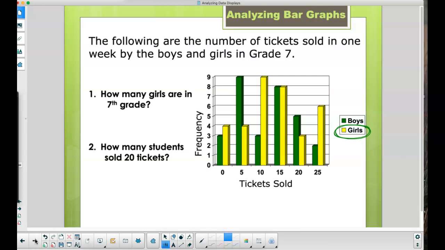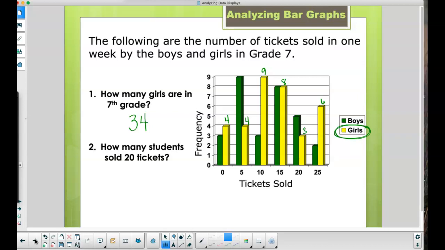Add them all up. So right here, I have 4 girls, another 4 girls, 9 girls, 8, 3, and 6. How many girls are in 7th grade? Kimberly? 34. Okay, there are 34 girls when I just add up the girl columns.